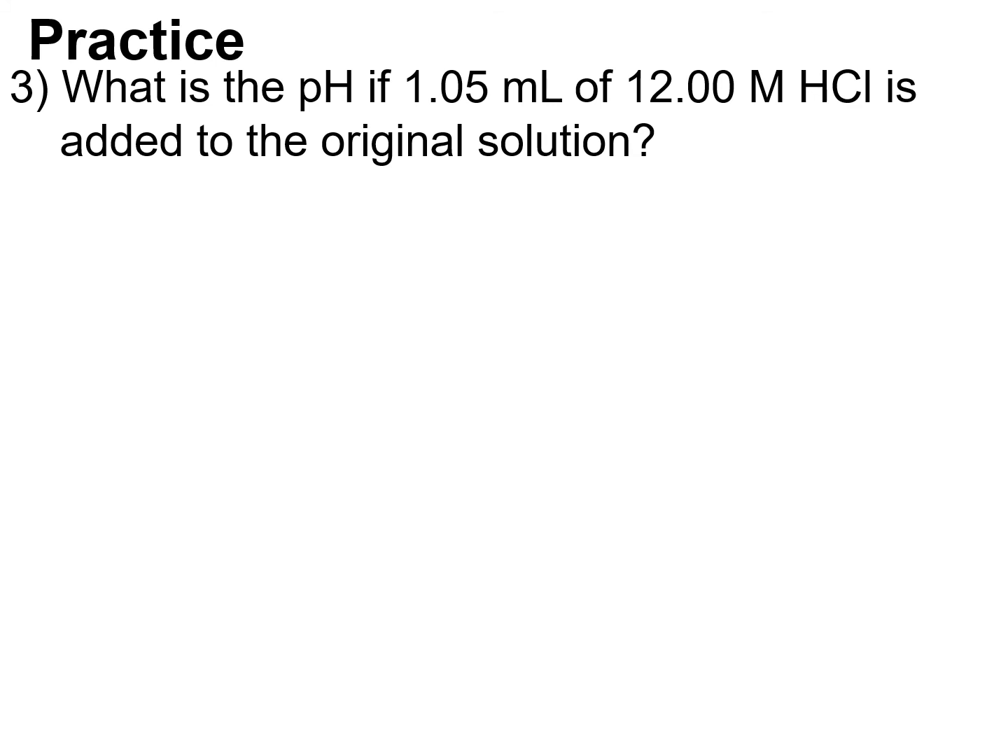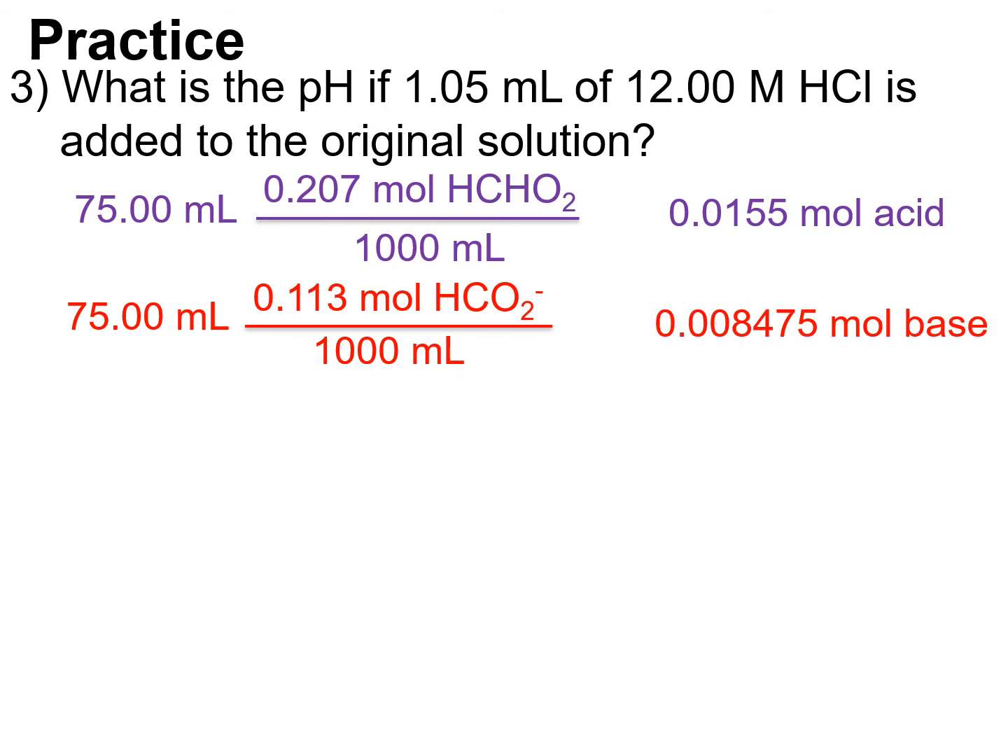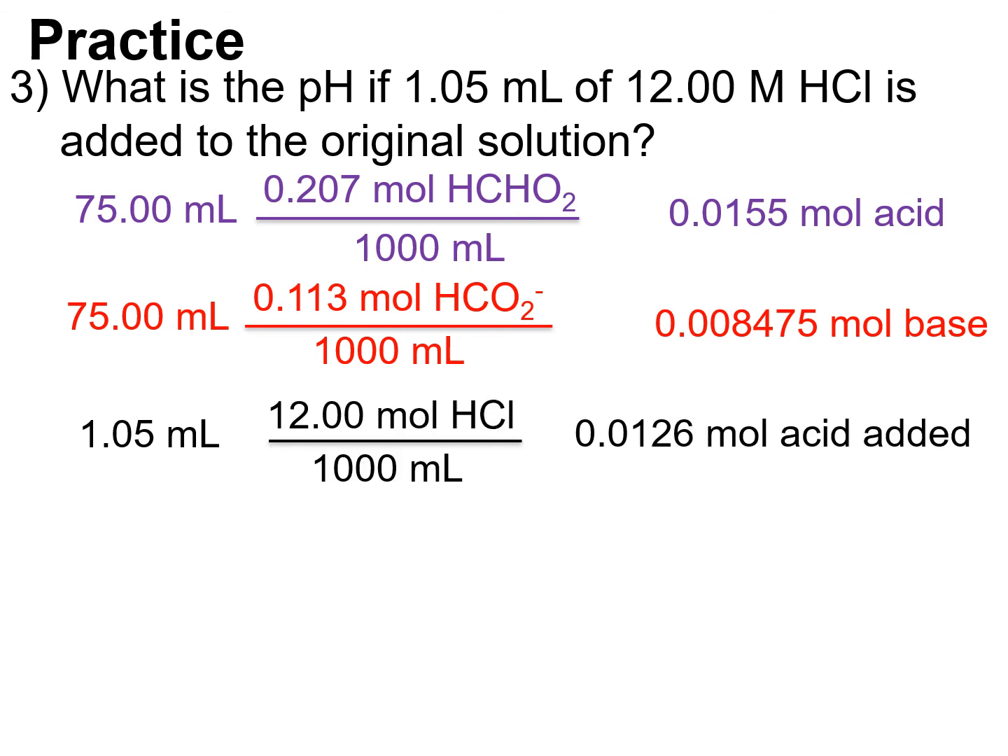Now, what if I add acid? I'm still going to have the same initial steps, right? So you can see that in both of these examples, you're still going to use stoichiometry to figure out how many moles of acid and how many moles of base are present. I also will need to figure out how many moles of acid I'm adding.